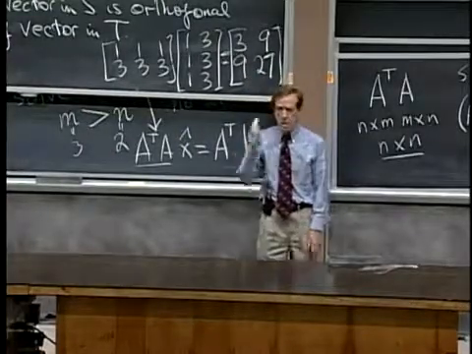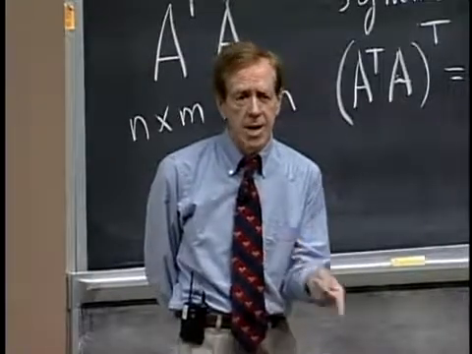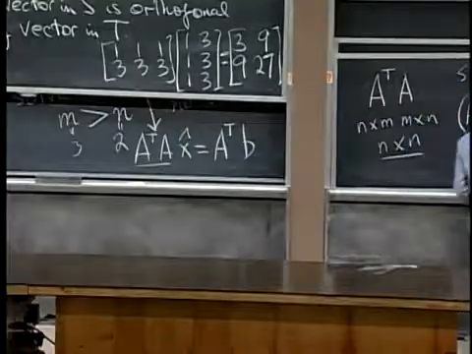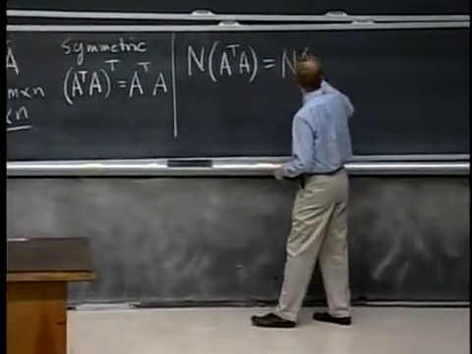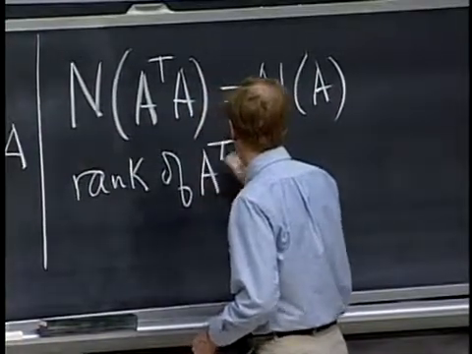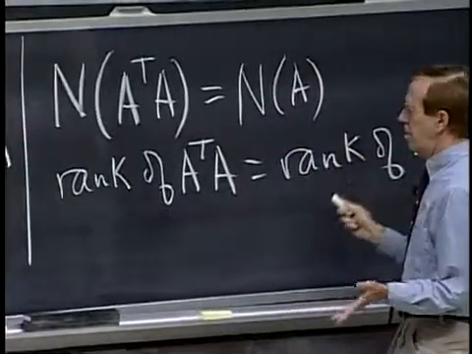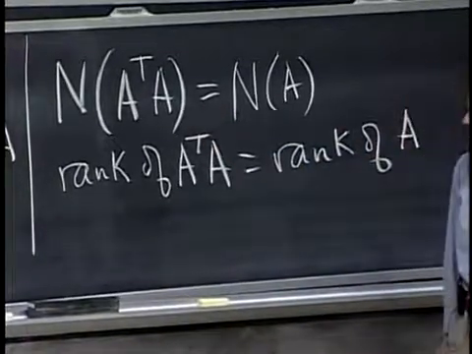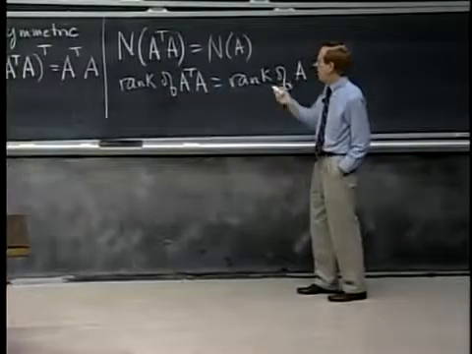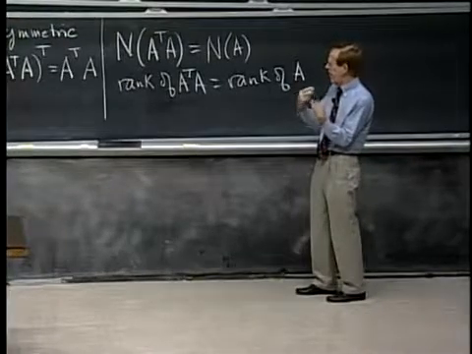And that's what always happens. The rank of A transpose A comes out to equal the rank of A. So the null space of A transpose A equals the null space of A, and the rank of A transpose A equals the rank of A. I'll tell you as soon as I can why that's true, but let's draw from that the fact that I want.